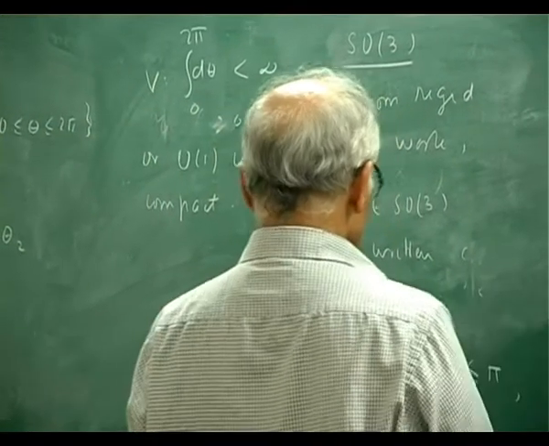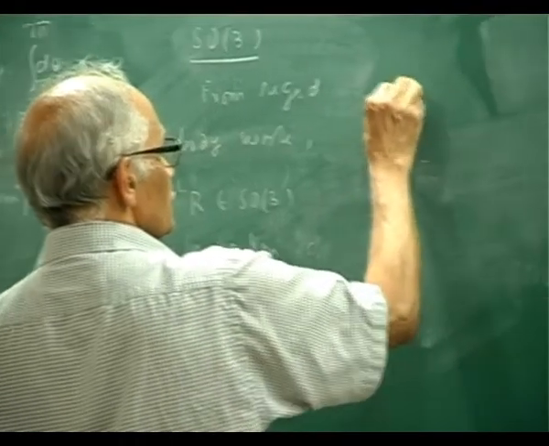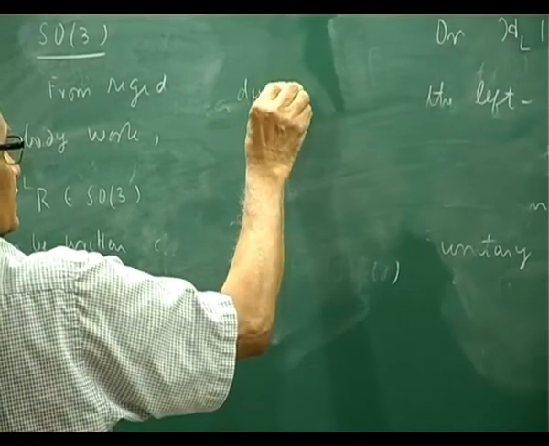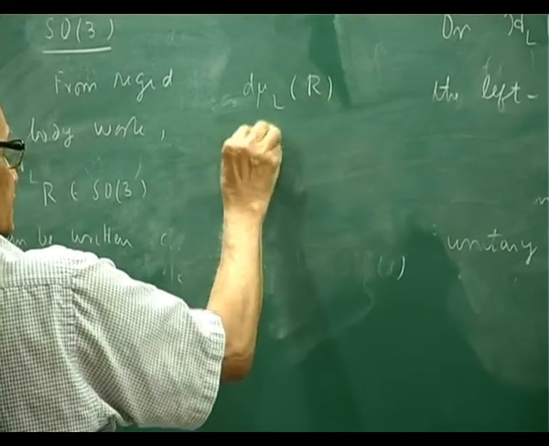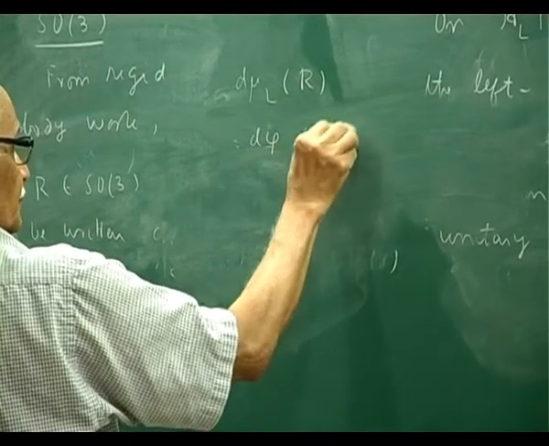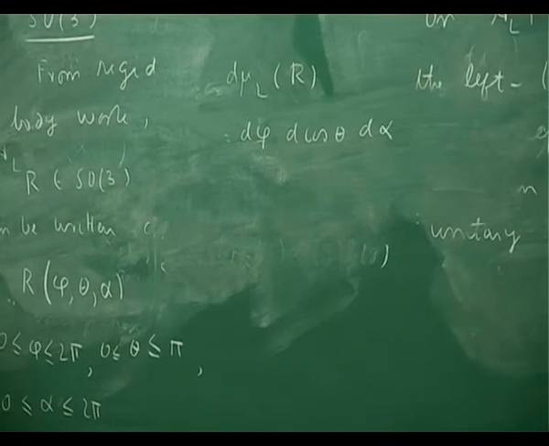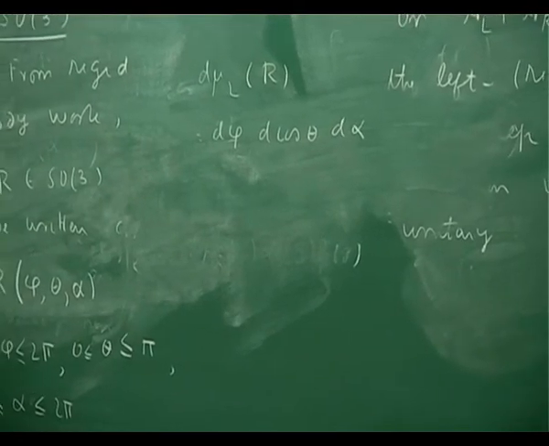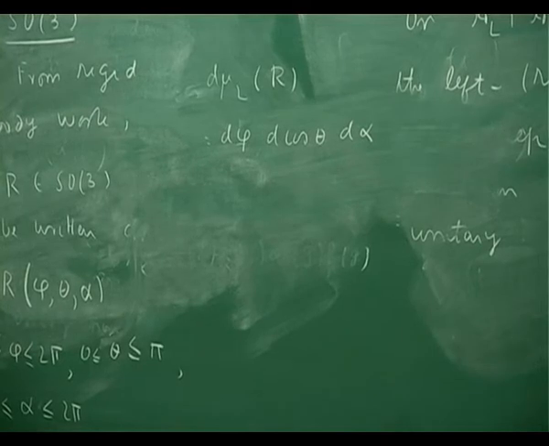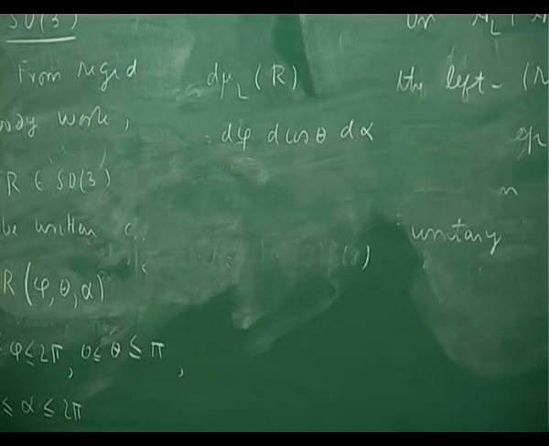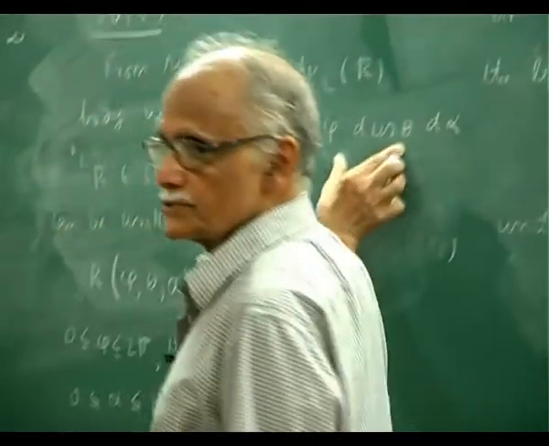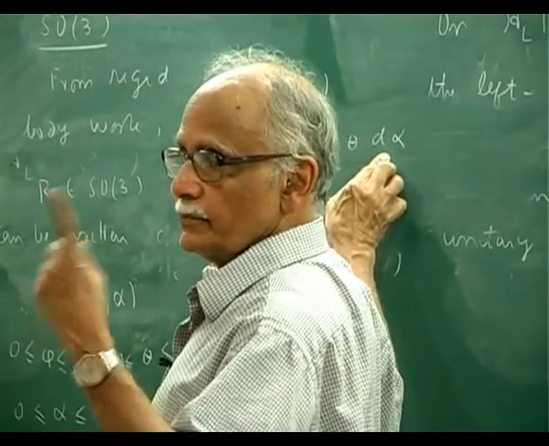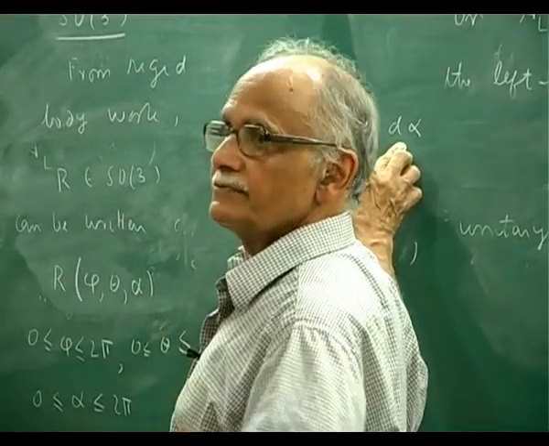Then let's say d mu L for the SO(3), I give you the answer: d phi, d cos theta, d alpha. I am not deriving it. There are tricky ways of deriving it. You will notice that these two factors are just the volume form on the 2-sphere, and this is the missing thing, the rotation which leaves a point on the sphere fixed.